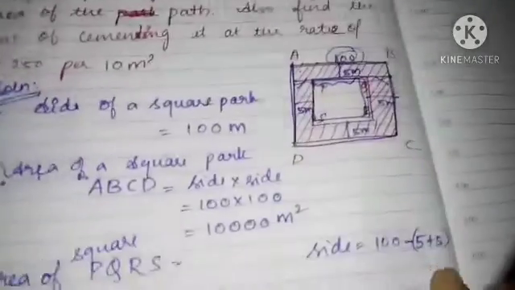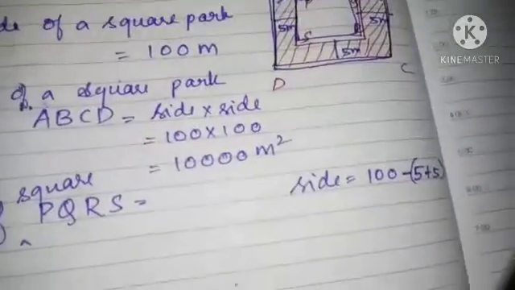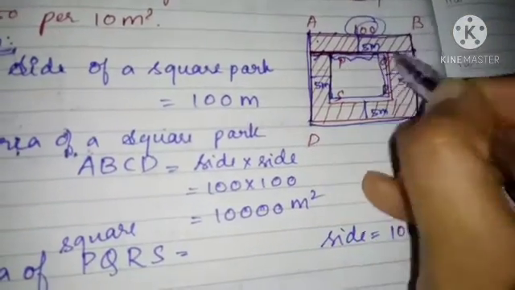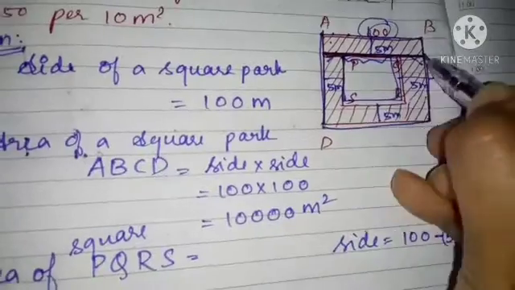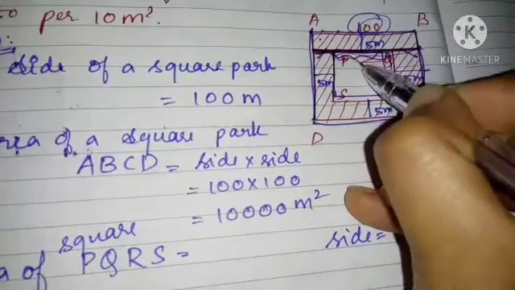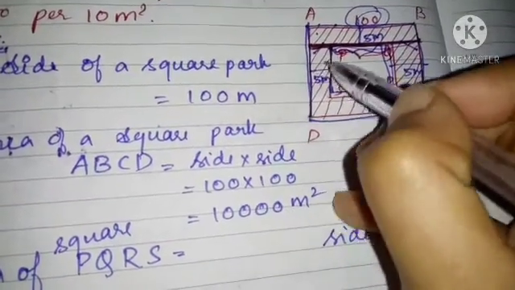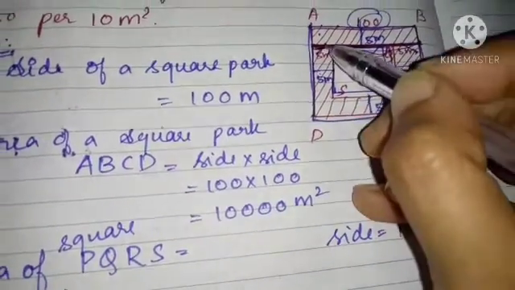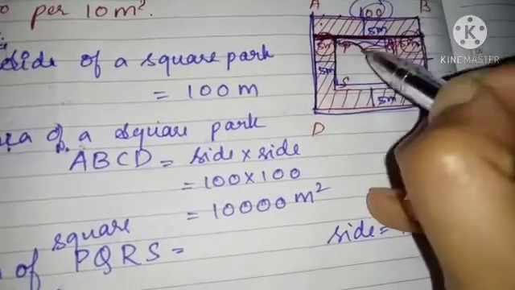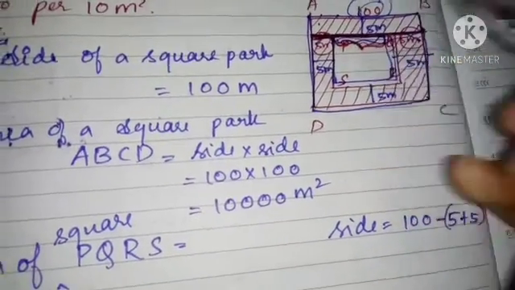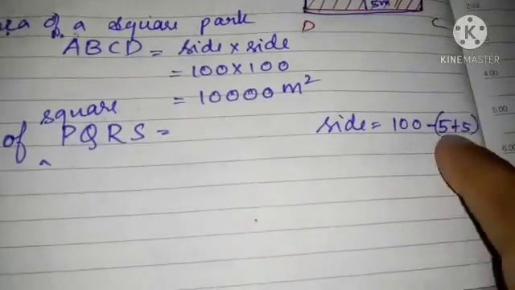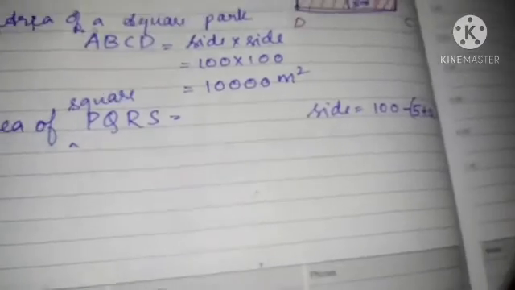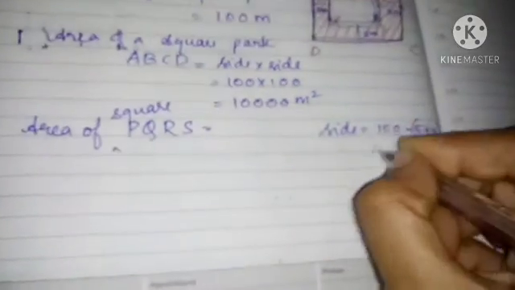Because listen, children, from this to this, from this to this fully it is 100. But I want only this one. Correct? So this is 5 meter means this is also 5 meter. This is 5 meter means this is also 5 meter. So if you subtract this 5 meter and 5 meter, you will get only this. Correct? So that's why 100 minus 5 plus 5. So you will get 100 minus 10 is what? 90 meter. Upper side is how much?